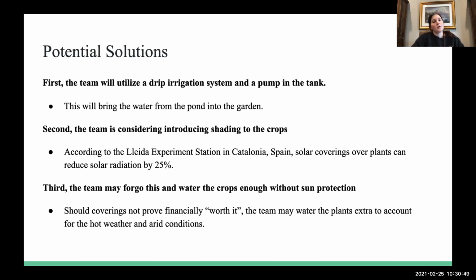Second, we are looking into introducing shading to the crops since it's a very hot area down there. The crops need shade to be able to produce. Third, we may forego this and water the crops enough without sun protection. The shading might be very costly, so if it's not financially worth it, then we may just have to go without the shading.